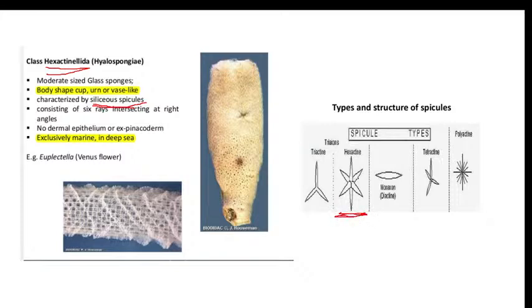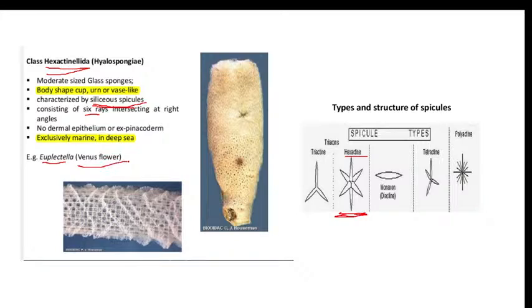They are called Hexactinellida because they are made of hexactin spicules, spicules with 6 pointed edges. Hexactin means the spicules have 6 corners. It consists of 6 rays intersecting at right angles. And they are exclusively marine and are found in the deep sea. Example, Euplectella. It's also called Venus flower basket.